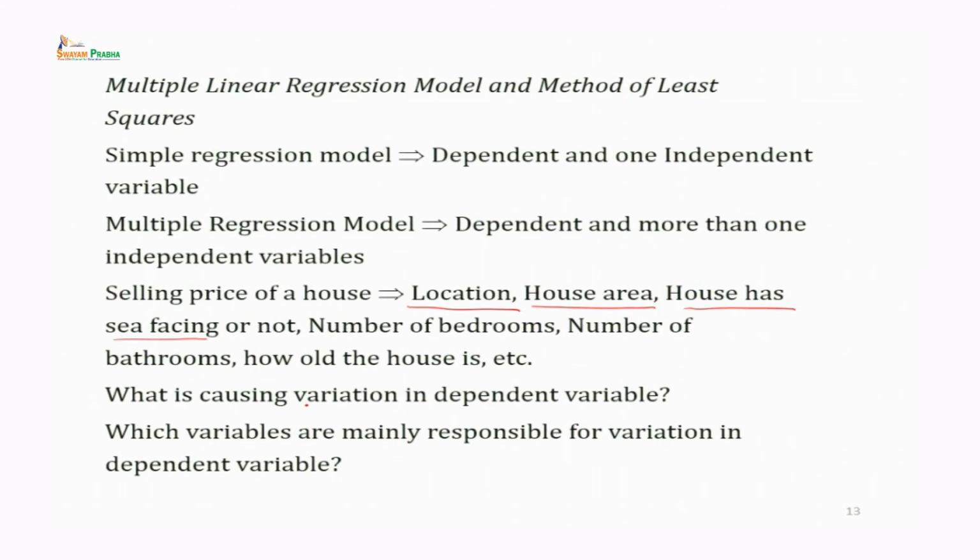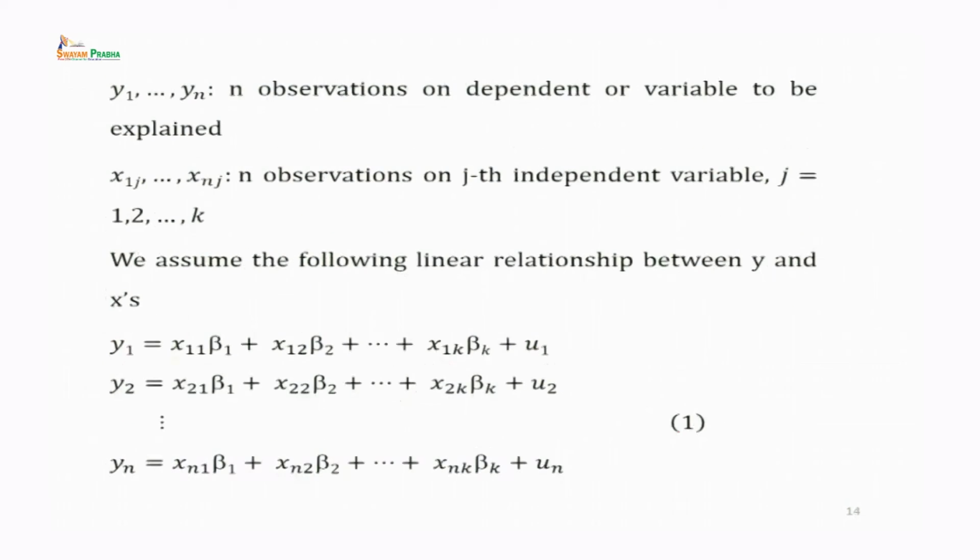Then what is causing variation in the dependent variable? In this question you may be interested. Say we have formed a list of such variables, but it may happen that some of these variables are not very relevant to the selling price of the house. So, which variables are mainly responsible for variation in the dependent variable? You may like to answer such kinds of questions, and for that purpose you require multiple linear regression.